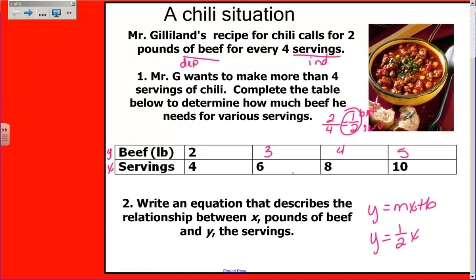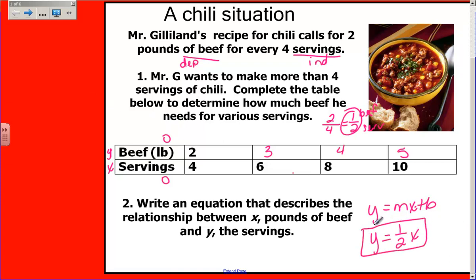Now let's think about this. My y-intercept, or my B, has to be where I have 0 servings. And if Mr. G is going to make 0 servings of chili, how much beef does he need? He needs 0 pounds of beef. And so I'm just going to have a plus 0 here, and there's no reason to write it. So this is my equation.